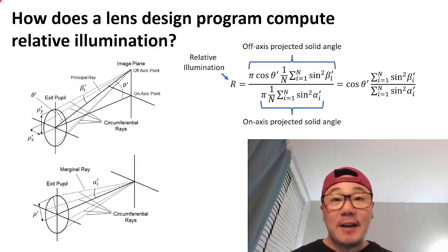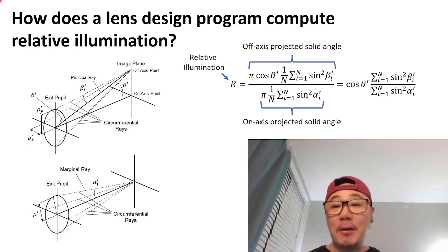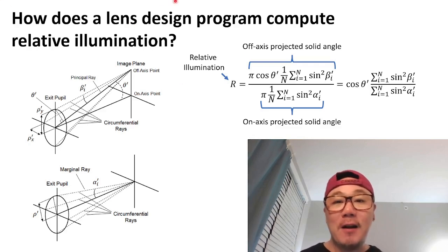Okay, so how does a lens design program compute relative illumination? I'm going to go through this video very quickly, super fast. So if you want to follow the mathematics, just click pause. All right, this is relative illumination, and it's given by the ratio of these two quantities.